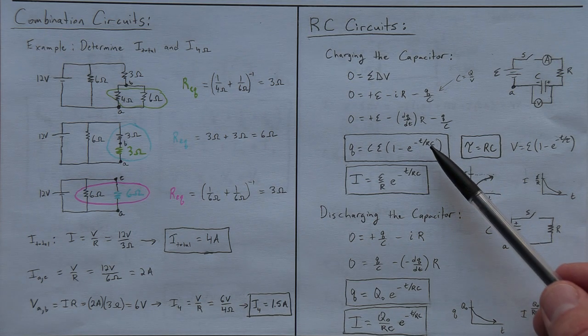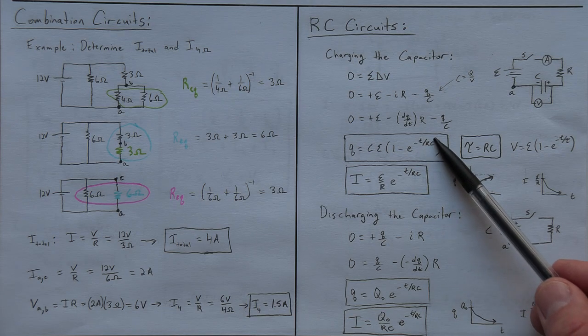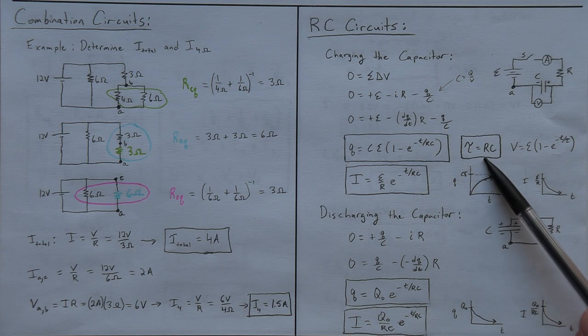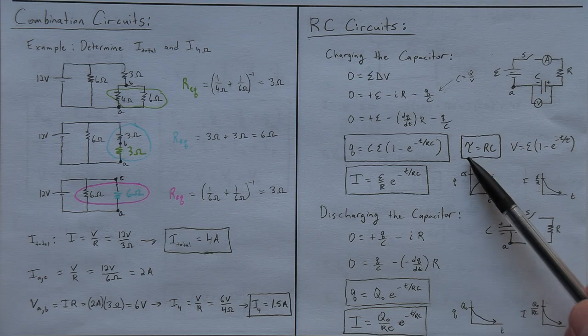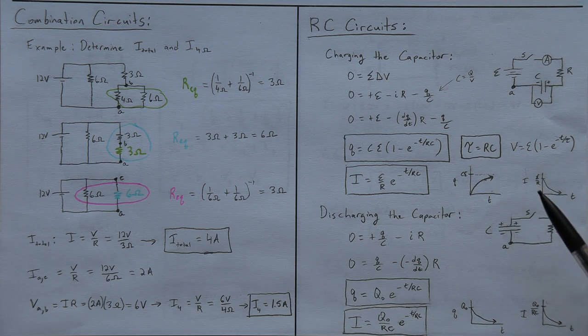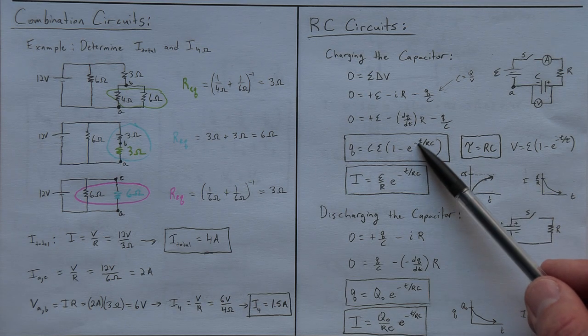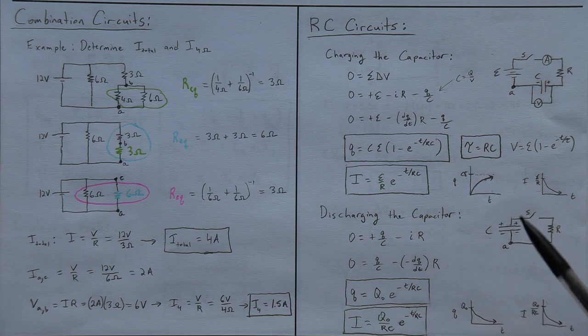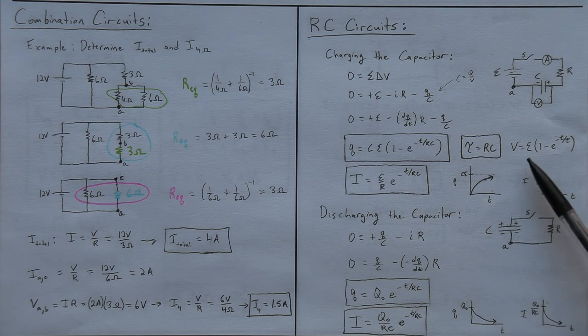Okay? Sometimes this RC in the denominator of the exponential is redefined as the time constant, tau. This is the same symbol that we used in mechanics for torque. So sometimes it's e to the negative t over tau. So don't be alarmed when you see that. Tau is just RC. The charge rises, so does the voltage on the capacitor. It starts at 0 and eventually becomes the voltage of the battery.